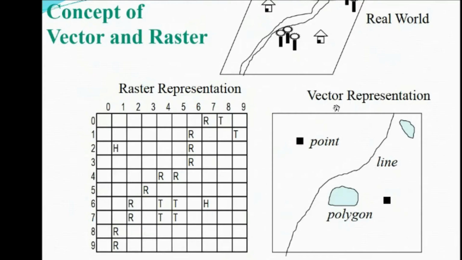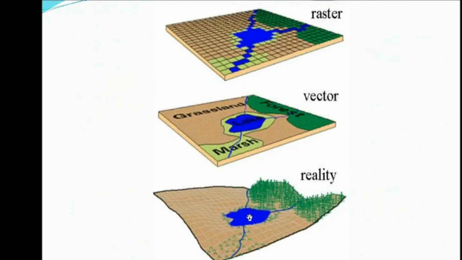Groups of features which are grouped together in an area-based place, such as a marshy land, a reservoir, a forest, a vegetation land, or a district map, are represented using a polygon. Here you can see the lake is represented with a polygon, the forest again with a polygon, and the river network using a line. So that is the vector representation.